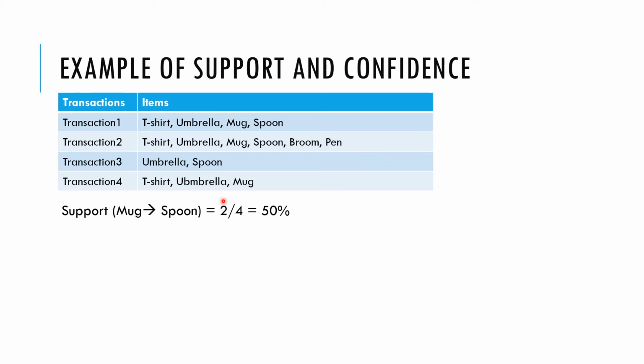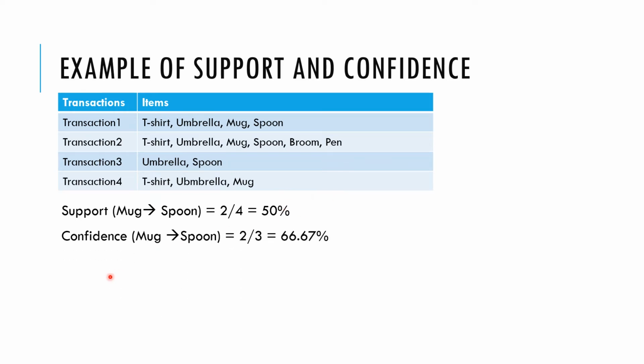So this is support, right? Mug and spoon, how many times have they appeared together? Mug, spoon, 1; mug, spoon here, 2; and that's it. Of all the 4 transactions, they've appeared together only 2 times. That is the definition of support, divided by the total number of transactions. There are 4 transactions, so 50% of the time they've come together.